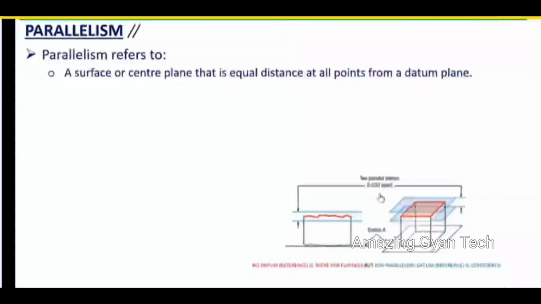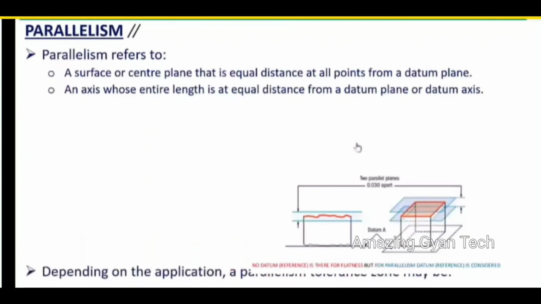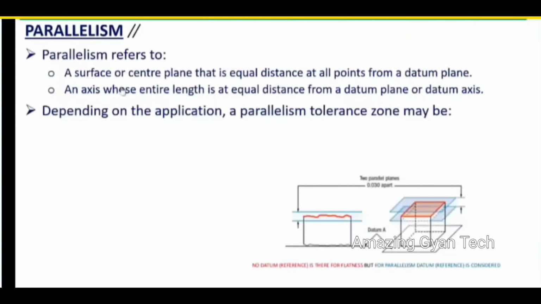The main difference between flatness and parallelism is that in flatness there is no datum reference at all, but for parallelism we need a datum, with respect to which you measure. So the question arises about what the datum plane is, whereas for flatness you will not have any datum plane. And it can be an axis whose entire length is at equal distance from a datum plane or a datum axis. So it may be a plane as well as an axis.